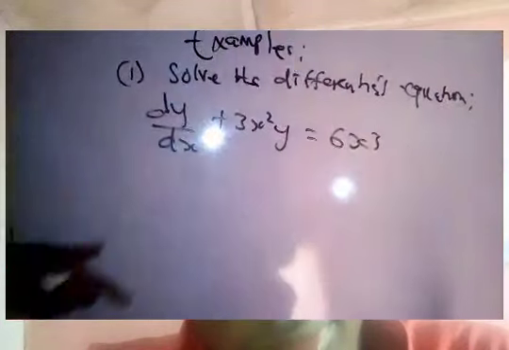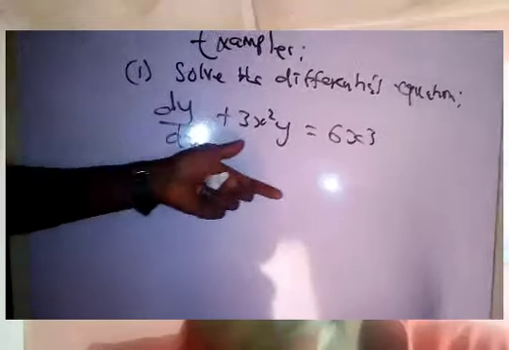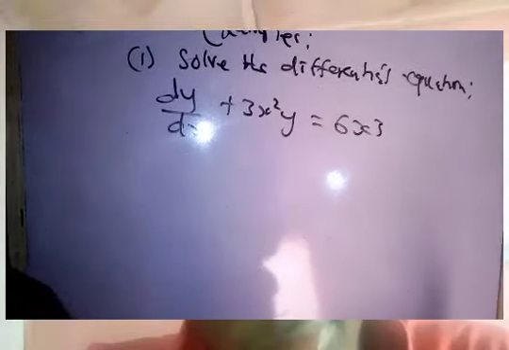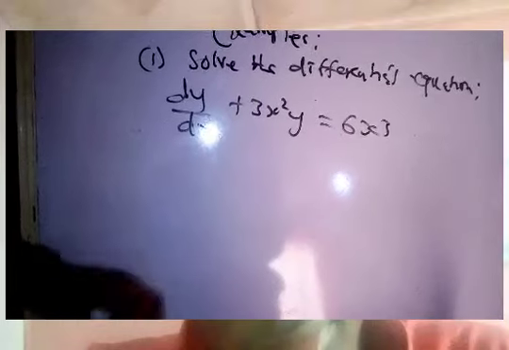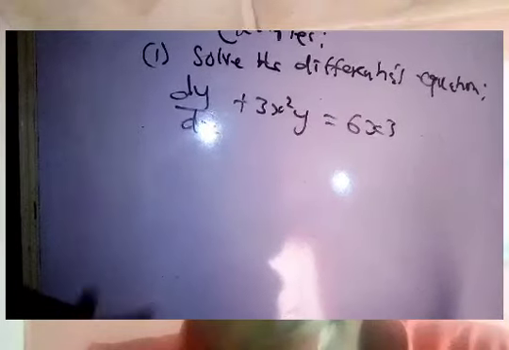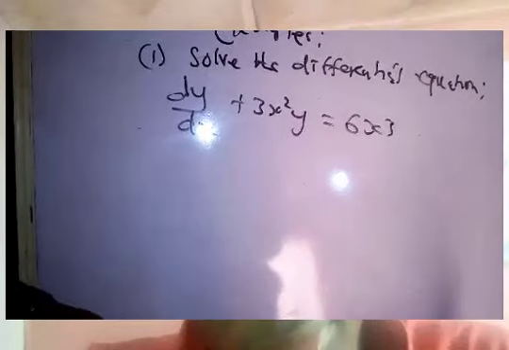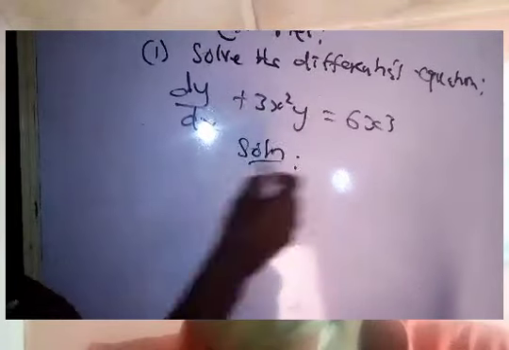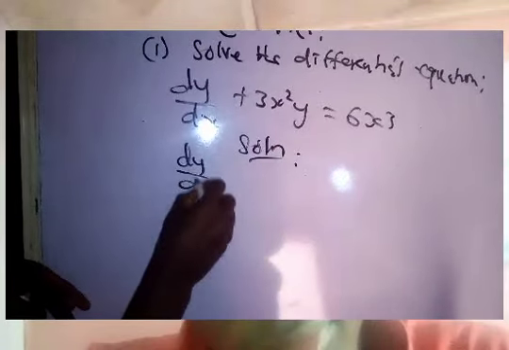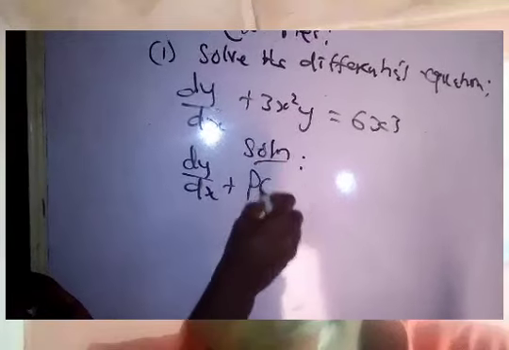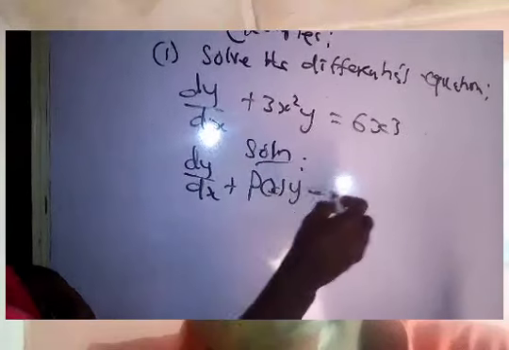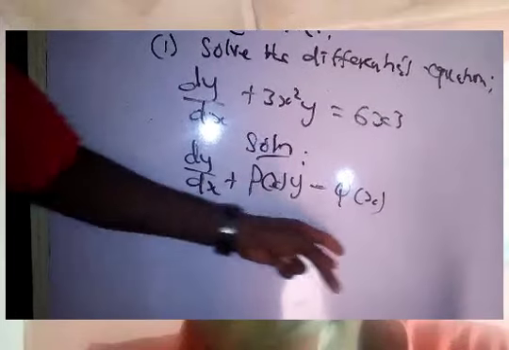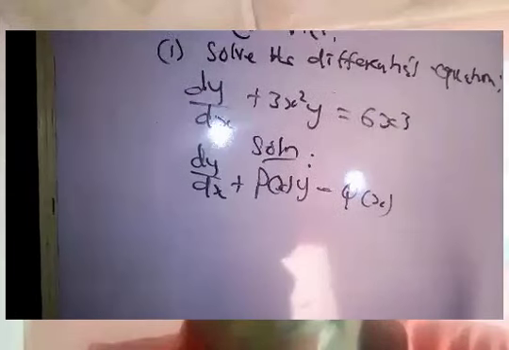I said to solve the differential equation given by dy over dx plus 3x squared y equals 6x cubed. If you look at this critically, with what I shared with you in my previous video, this equation is of the form dy over dx plus P of x times y equals Q of x. Any equation of this form is called a first order linear differential equation.